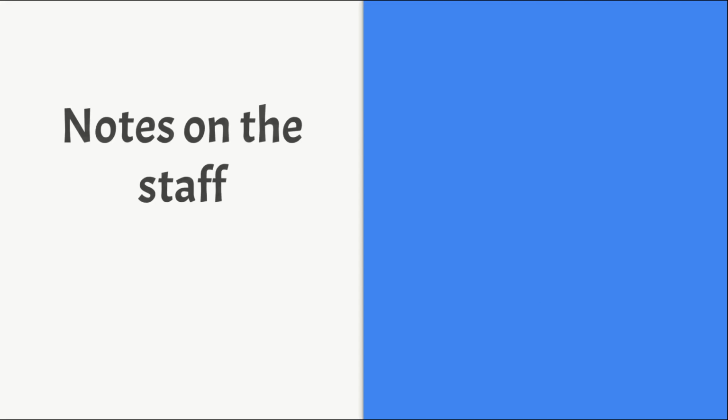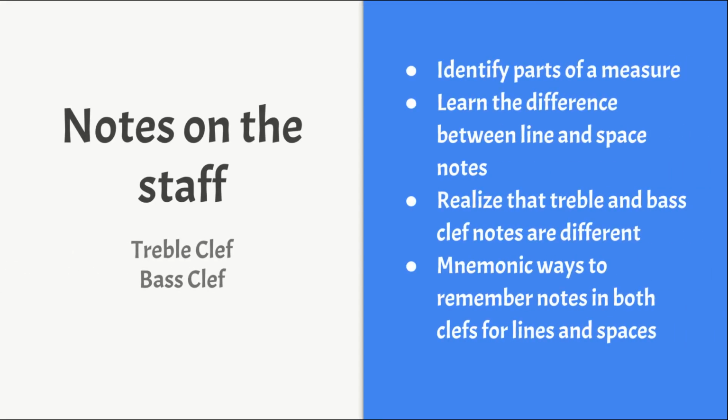So we're going to work on reading the notes on the staff, both in treble and bass clef. We're going to talk about identifying the different parts of a measure, learning the difference between the line and the space notes. We're going to realize that the treble and the bass clef notes are different. And then we're also going to talk about the different ways and means that we have to remember what the notes are, both in the lines and the spaces, using mnemonics. And we'll talk about what those are in a minute. All right, so here we go.